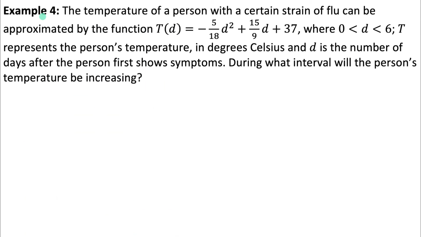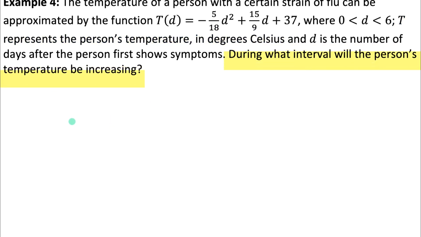Last example, example 4. The temperature of a person with a certain strain of flu can be modeled by this function, T at d equals, where d has to be between 0 and 6, and d represents the number of days after a person first shows symptoms, and T represents their temperature in degrees Celsius. During what interval will the person's temperature be increasing?